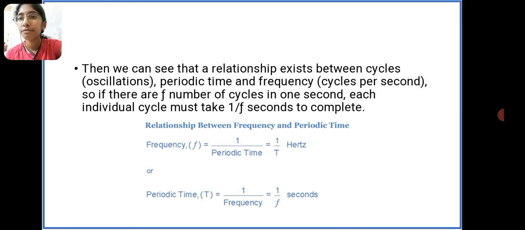So if there are f cycles in 1 second, where f is the frequency, each individual cycle must take 1/f seconds to complete. 1/f is again T, that is the time period. It takes T seconds to complete. So the relationship between frequency and time period is: frequency f = 1/T hertz. Reversing it, the periodic time T = 1/f seconds. It is a time, so we denote it in seconds.